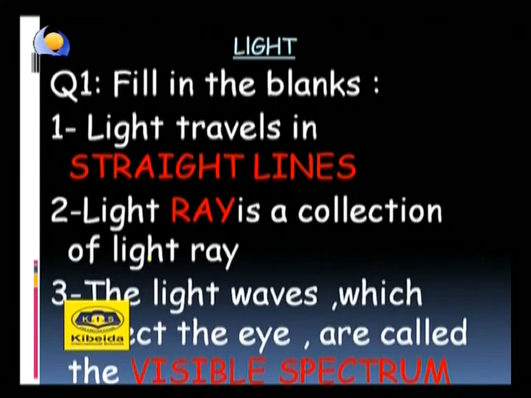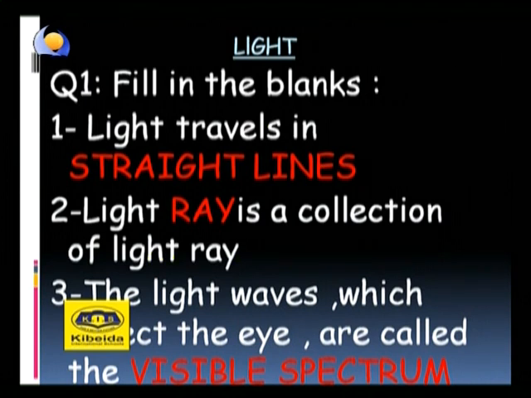Then unit two, light. Common questions or most repeated questions in light. Question one, fill in the blanks. One, light travels in a straight line. Light travels in a straight line. That's why when we block the light, the result will be a shadow. So light travels in a straight line. This is one of the facts in science.